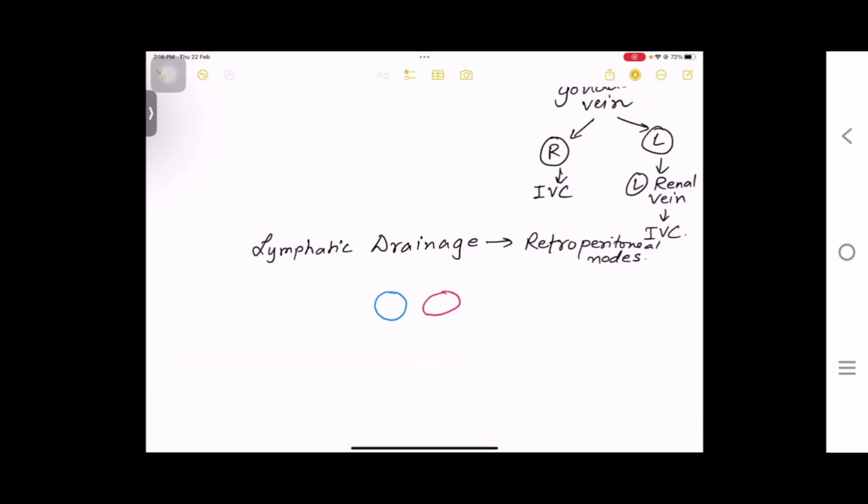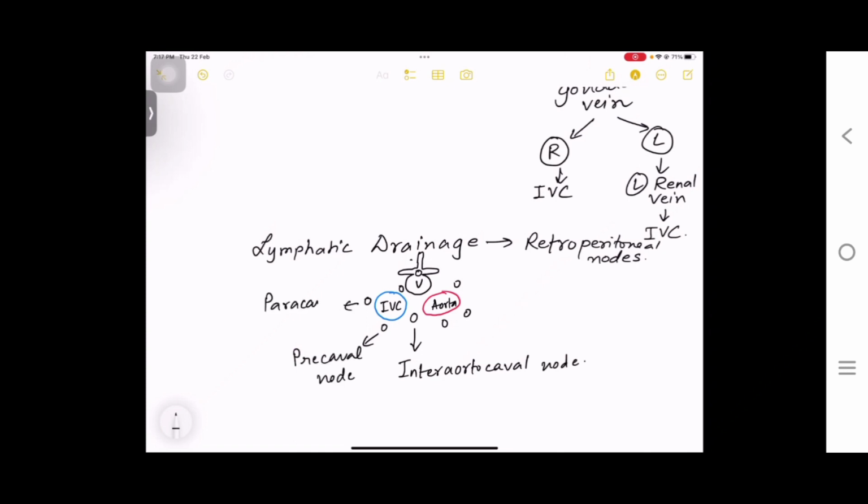Now let's come to the lymphatic drainage of the testis. The testis drains to the retroperitoneal lymph nodes. Now consider this diagram here. This blue colored part is the IVC, the red colored part is the aorta, and the part which I've drawn anterior to it is the vertebrae. Now these circles are the lymph nodes.